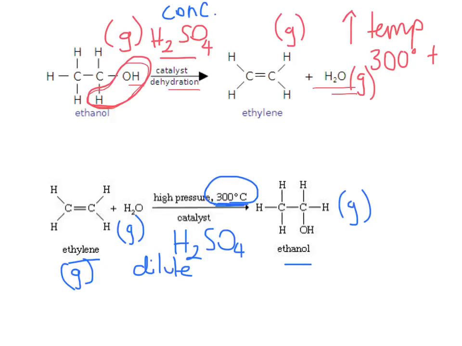So when we go backwards and we have our ethylene, we need to ensure that we also have the reactant of water present. Again, we're using dilute sulfuric acid, same high temperature of 300 degrees, and that will create ethanol in its gaseous state.